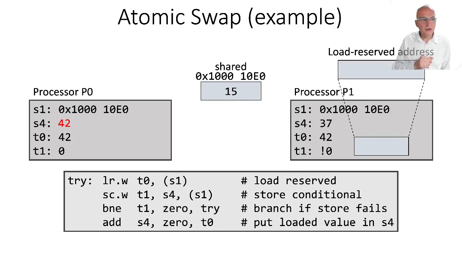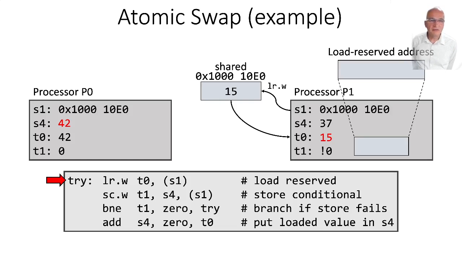So in the case of P0, the next instruction is to copy the value from T0 into S4. So it now has in S4 the value 42, and it has completed the exchange of values between the memory and the processor. Processor P1 is going to go back to try again because it has a non-zero value in T1. So it will start by doing a load reserve again. And it receives the value 15.